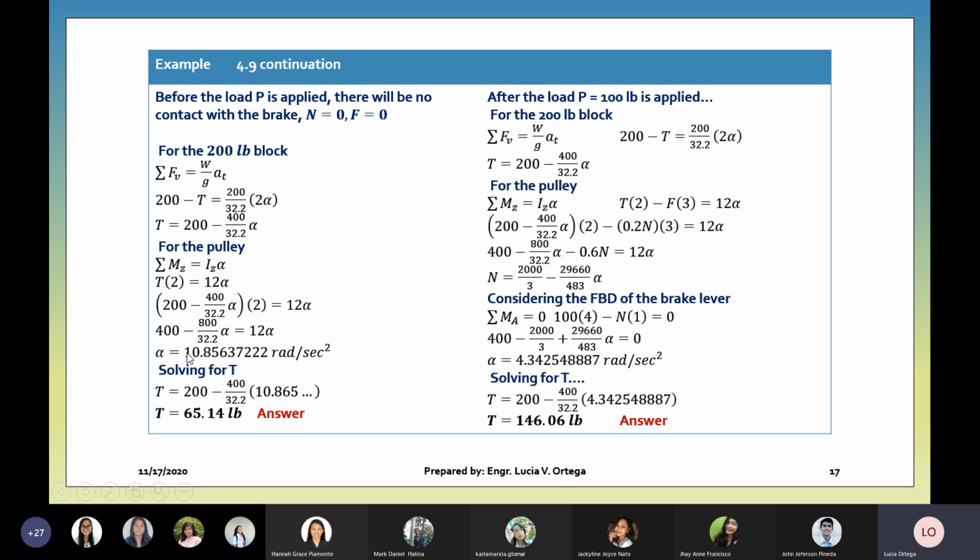From here, we can solve alpha. The alpha is smaller now. Earlier, without friction, without the brake, alpha was 10.856. Now it's 4.34 radians per second square. Solving for the tension, we substitute alpha here. So the tension becomes larger. That would be 146.06 pounds. Okay, so that is the answer.